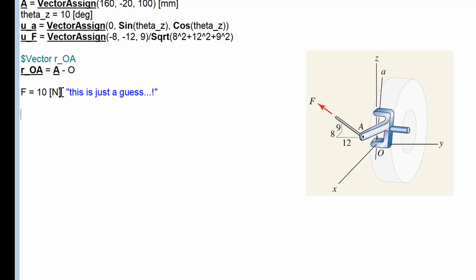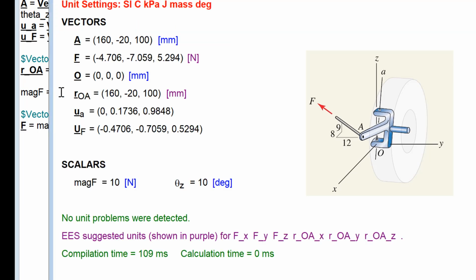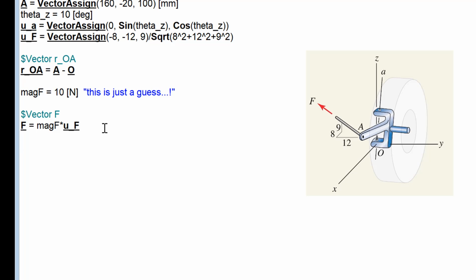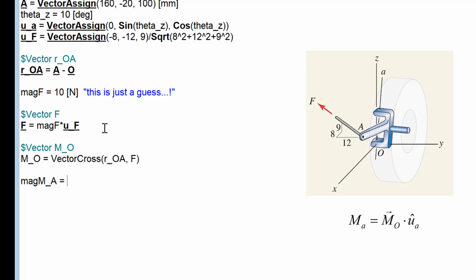So my guess value for the force is that the force is 10 newtons. If the force is 10 newtons, then I can calculate the vector force. It's just the magnitude of the force times that unit vector. I can check it, make sure it all looks okay. I can determine the moment that this force produces about point O. So that's just vector cross ROA with F. So this is MO. And then finally, I can determine the projection of this moment vector onto line A. And that's just the dot product. So vector dot of MO and UA.